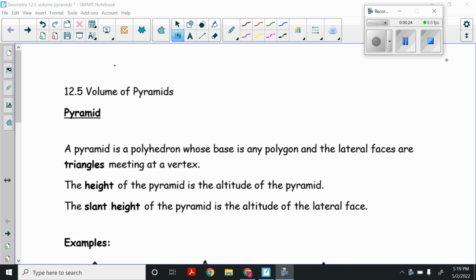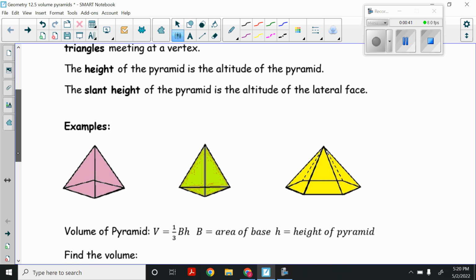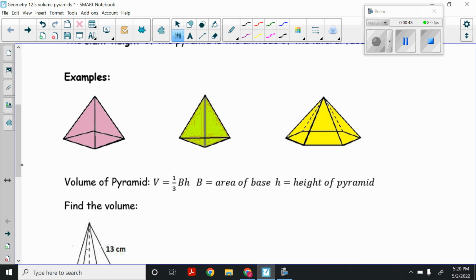The height of the pyramid is the altitude of the pyramid. Remember that the height is always inside the pyramid, perpendicular to the base. The slant height of the pyramid is the altitude of the lateral face. So it's the height of one of the isosceles triangles on the outside. So we have some examples here.